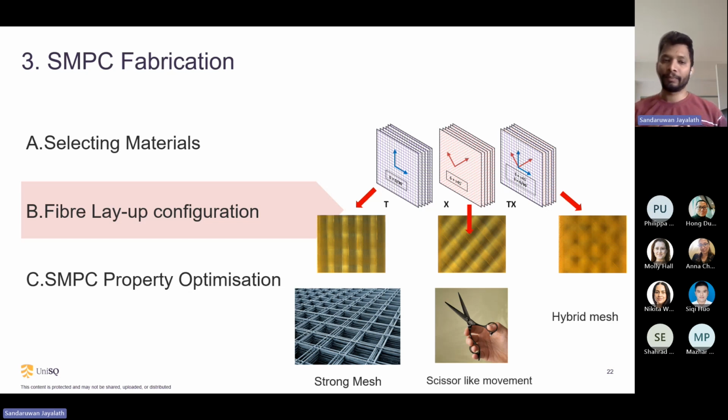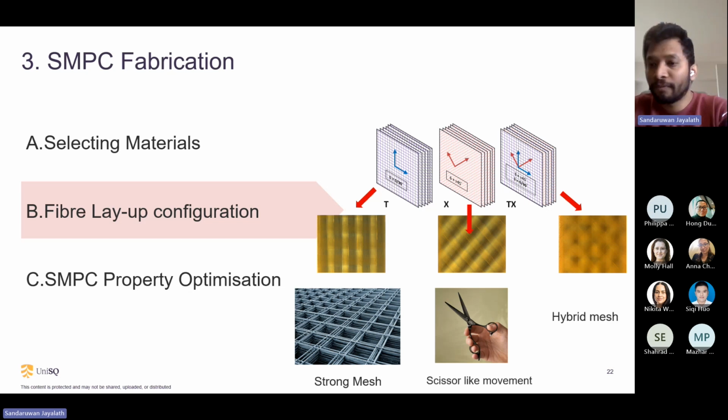So the 0/90 or T configuration is like a strong mesh. The X configuration mostly has a scissor-like motion, which gives it flexibility. And the hybrid, or TX mesh, has kind of middle properties in that case.